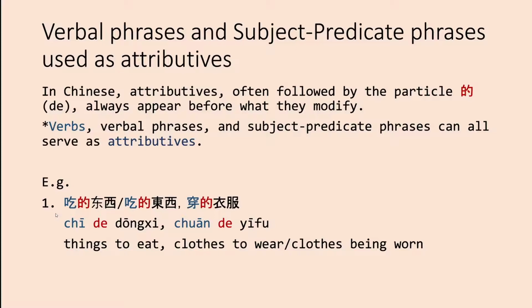So for this, you can say 吃的东西. What you are talking about is the 东西, the things. And what you're saying about it is that it is edible, that you can chew it, basically. So you say 吃的东西, things to eat. Or 穿的衣服. What you're talking about is the 衣服, the clothes. And what you're saying about it is that it is 穿的, that it is wearable clothes, that it is clothes that is worn.